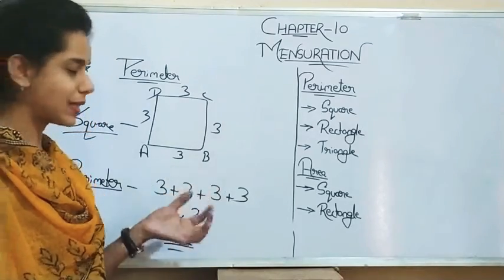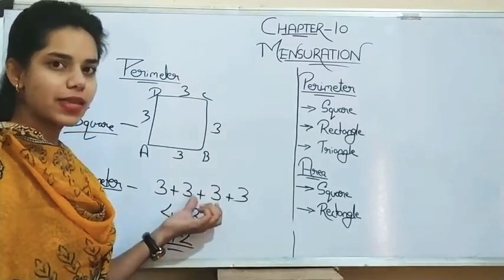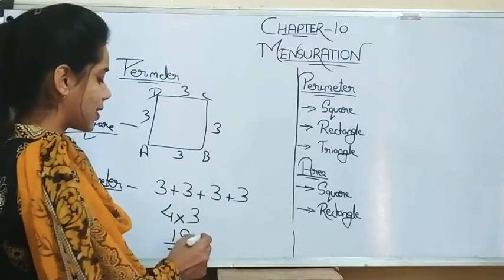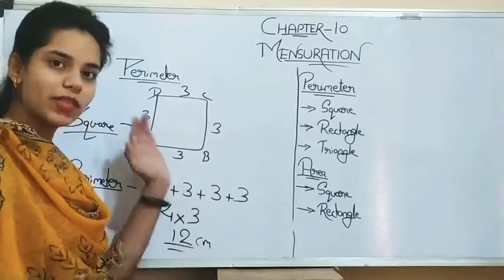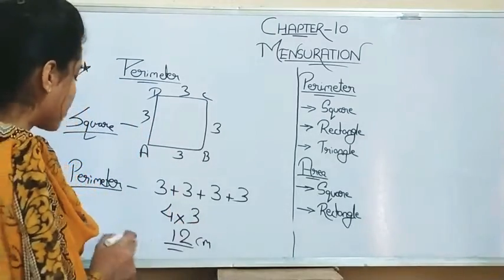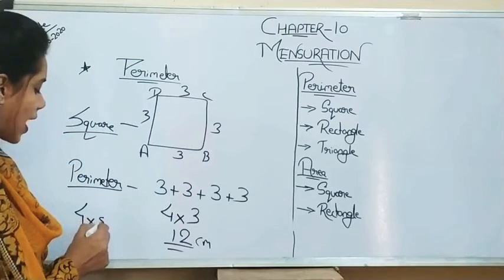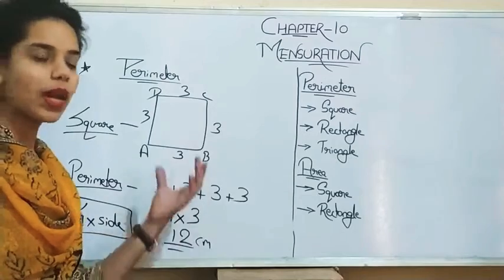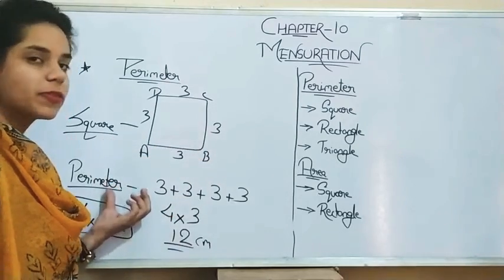If you add separately, 3 plus 3, 6. 6 plus 3, 9. 9 plus 3, 12. So 12 centimeter will be the perimeter of this square. So what will be the formula? You get 4 into side. 4 into side will be the formula for perimeter of square.